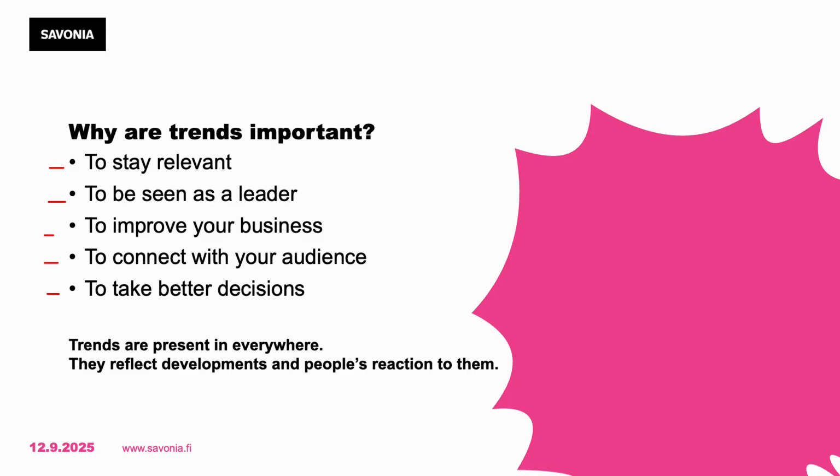Ultimately, we can say that trends are present everywhere. And trends really do reflect developments and people's reactions to them. One example that I can mention already at this point, but that will become a recurring theme as we move forward in this presentation, is AI. AI appeared not too many years ago as something new, especially generative AI. Throughout the years, we have seen how the AI trend reflects the developments that AI has had. But at the same time, we have been seeing people's reactions to the trend.